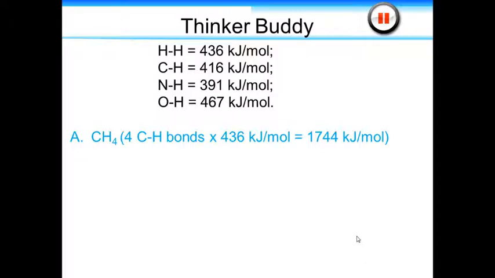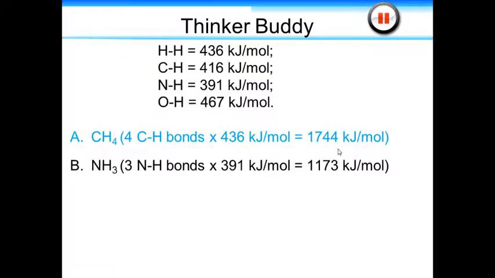So the answer is A, and I'll go through the calculation for each of them. CH4, in order to break those bonds into the individual atoms, it would be 4 CH bonds, or 4 times 416 kilojoules per mole. That would give us a total of around 1700 kilojoules per mole. Ammonia, there are 3 NH bonds. If the average energy to break an NH bond is 391 kilojoules, 3 times 391, or roughly 3 times 400 kilojoules, is 1200 kilojoules per mole.